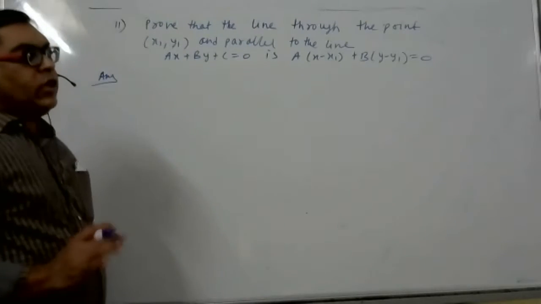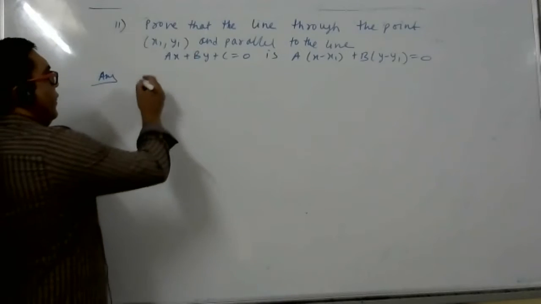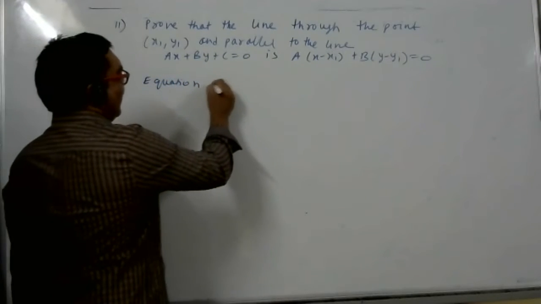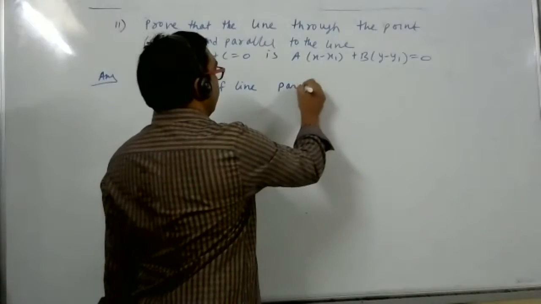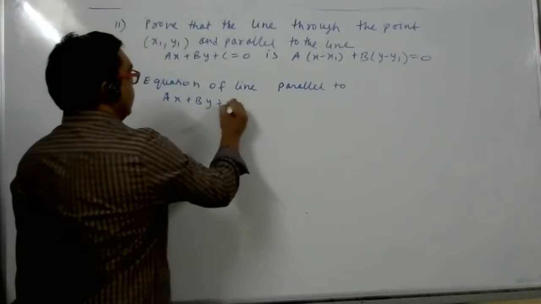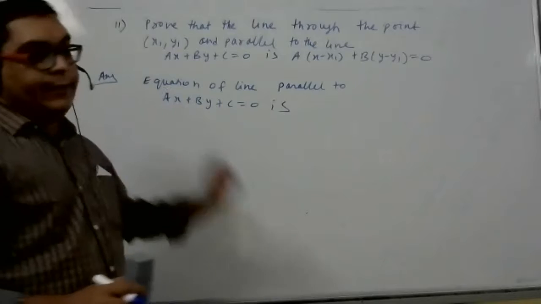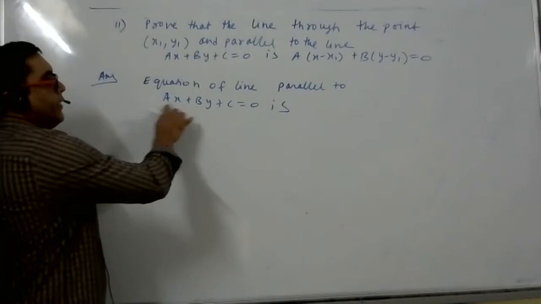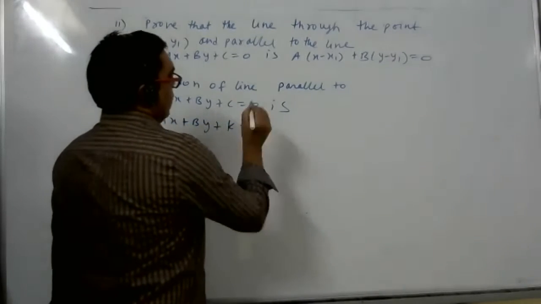Student, do you remember one day I taught you how to find a line parallel to a line? I think all of you remember now. What is the equation of a line parallel to ax plus by plus c is equal to 0? It is ax plus by plus k is equal to 0. The x coefficient will be the same, the y coefficient will be the same. Only the constant will change. K is equal to 0.